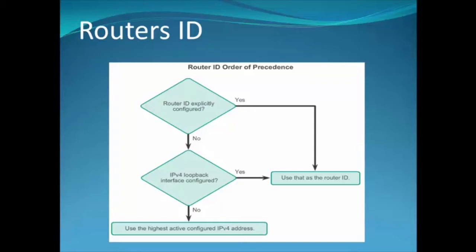If no loopback interfaces are configured, then the router chooses the highest active IPv4 address of any of its physical interfaces. If the router uses the highest IPv4 address for the router ID, the interface doesn't need to be OSPF enabled. This means the interface address doesn't need to be included in one of the OSPF network commands for the router to use that IP address as the router ID. The only requirement is that the interface is active and in the up state.